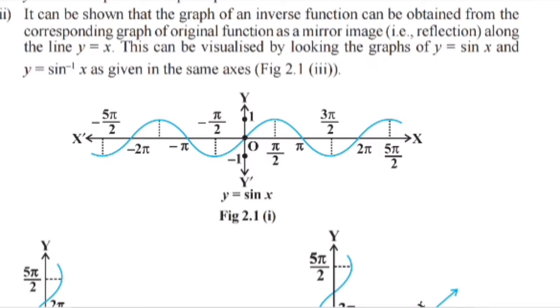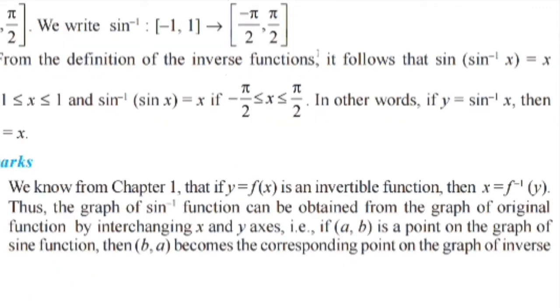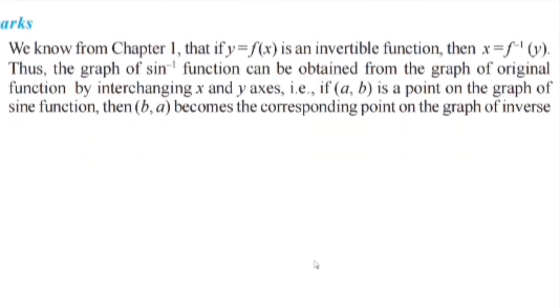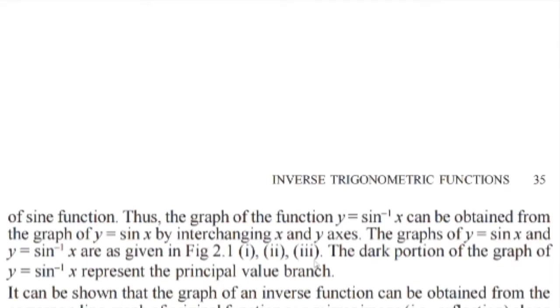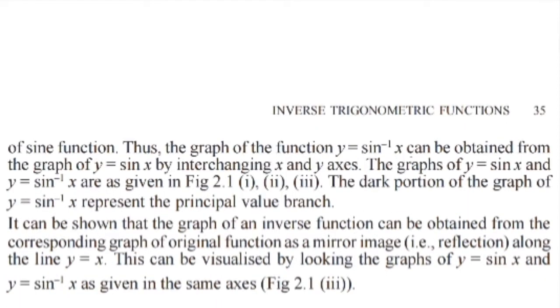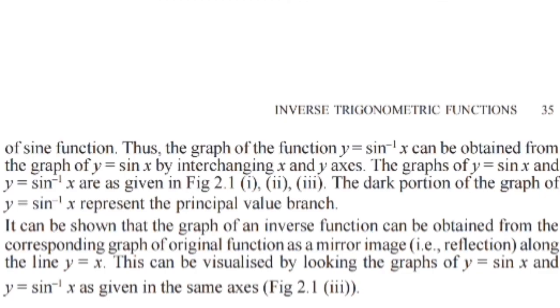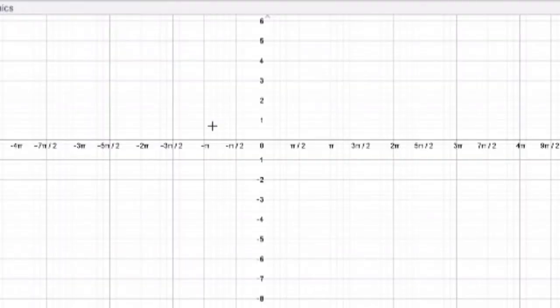Graph of inverse function. The first method is to get the graph of the sine inverse function. You interchange the x and y axis, the coordinates of the x and y axis. See, the graph of y is equal to sine inverse x can be obtained from the graph of y is sine x by interchanging the x and y axis. That means the first method to get the graph is to interchange the x and y axis.